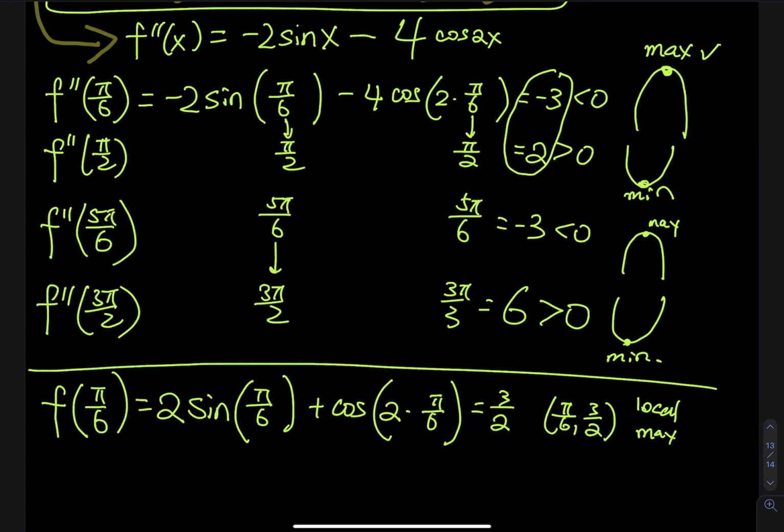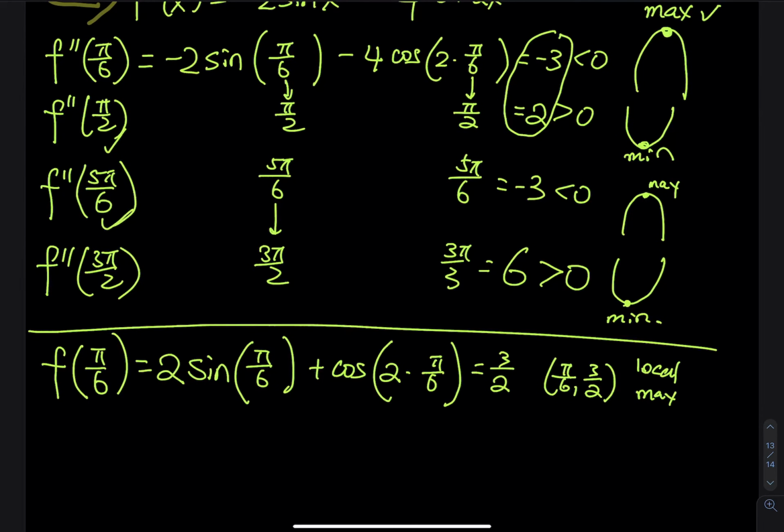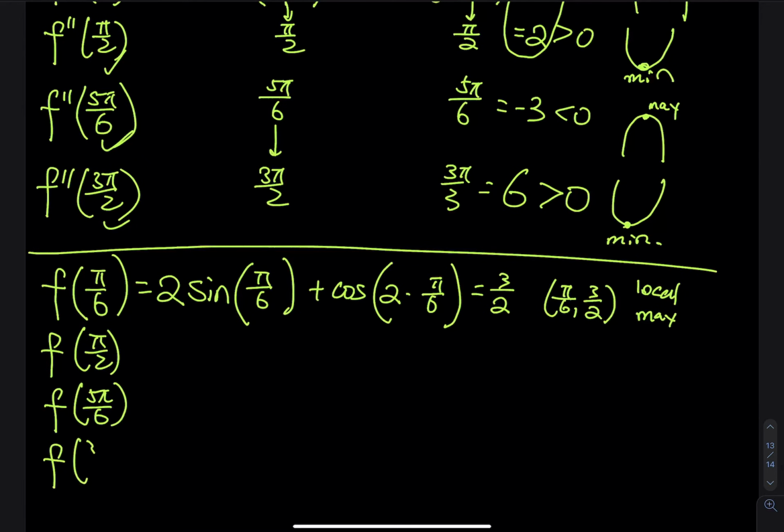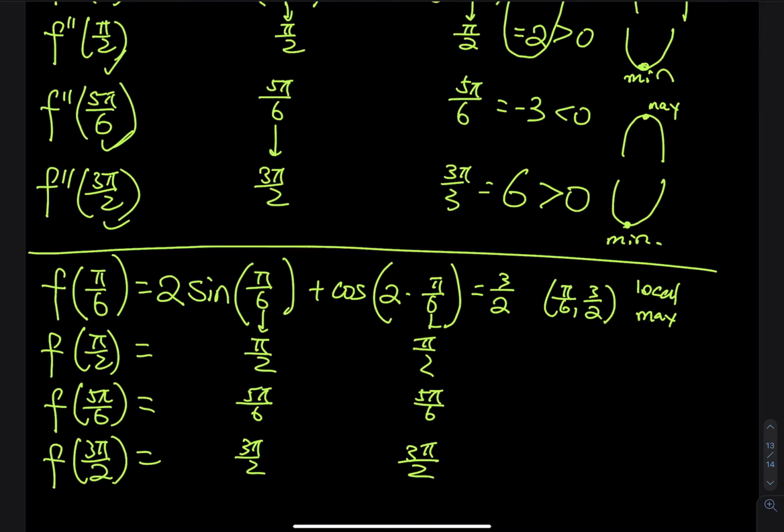And then you have to do this for the pi over 2, 5 pi over 6, and 3 pi over 2. So f of pi over 2, and then f of 5 pi over 6, and the last one, f of 3 pi over 2. All you have to do is replace these numbers with pi over 2, 5 pi over 6, and 3 pi over 2, and the rest won't change. This is still 2 times sine of that, plus cosine of 2 times that.